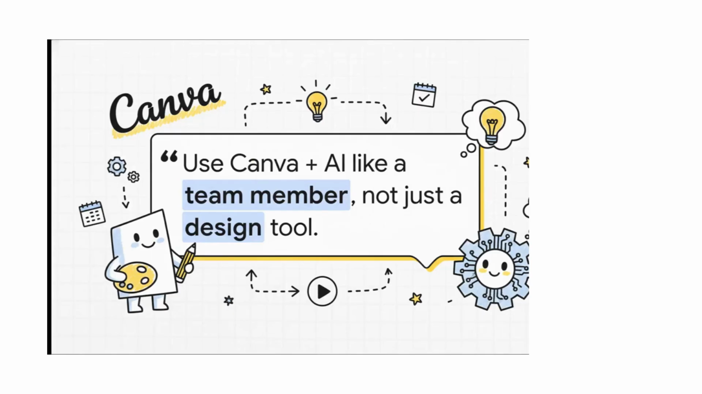Okay, so this is the key, the mindset shift that makes this all work. You've got to stop looking at Canva as just a design tool, or AI as just a writing helper. Think of them as actual members of your team. They're your strategic partners that are there to help you brainstorm, draft, and design.